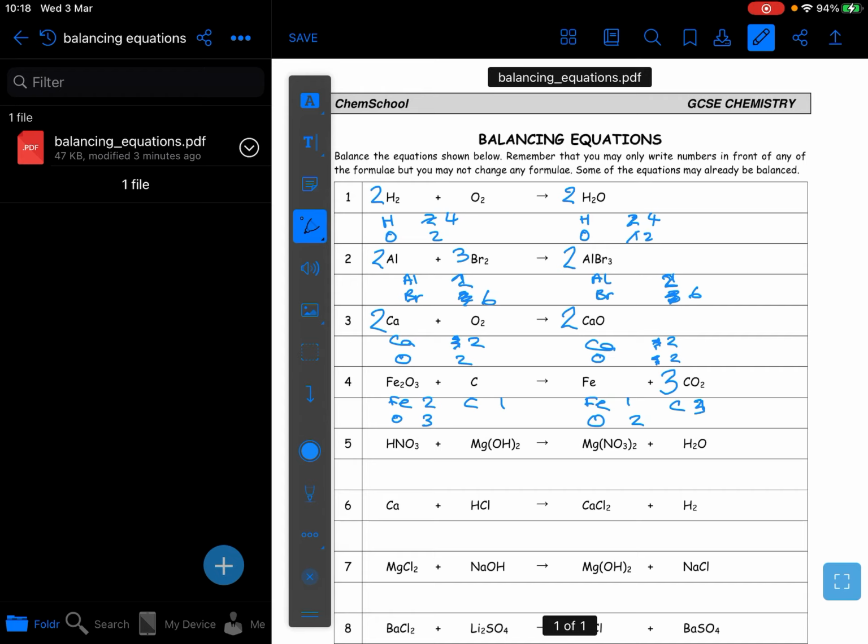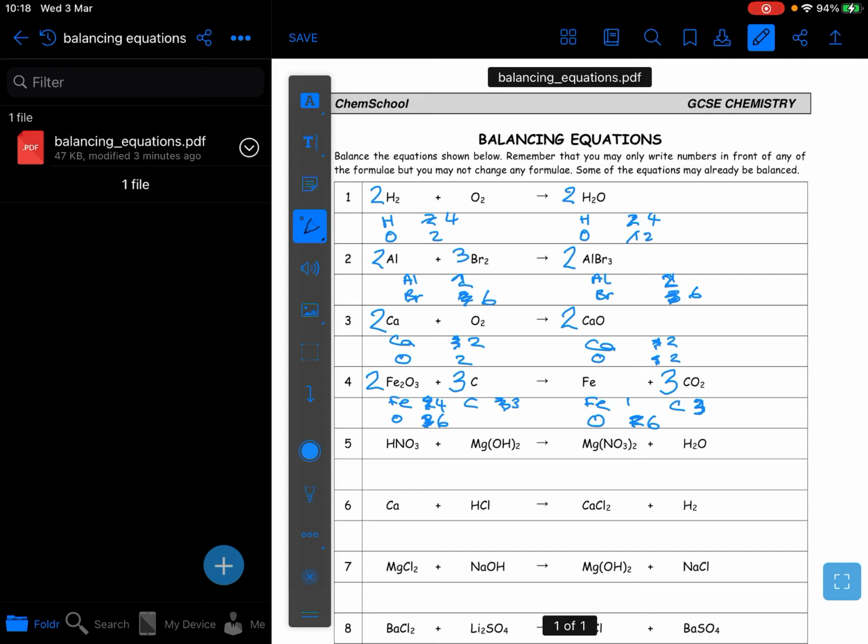So I now end up with 3 carbons and 6 oxygen. On the left hand side, I'm going to times that whole thing by 2, if you remember. So that also gives me 6 oxygen. It does, however, give me 4 iron. Okay, so we've got the oxygen to balance. That's lovely. Now let's do the carbon. On the right hand side, we have 3 carbon. On the left hand side, we only have 1. So let's put a big 3 in front of it and turn that into 3.